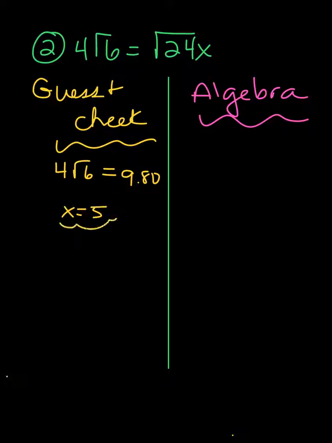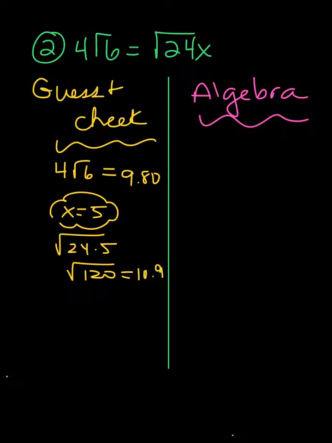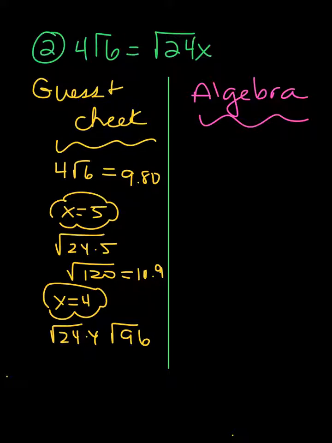So x is equal to 5. So I have the square root of 24 times 5. 24 times 5 gives me 120. When I put that in my calculator, that is about 10.9. So in this case, I can see I went a little bit too high. So now let's go lower. So I'll do x is equal to 4. Substitute that in. So I have the square root of 24 times 4, which gives me the square root of 96. And then when I put that in my calculator, I do get 9.80. So I'm all set. So my final answer there is x is equal to 4.